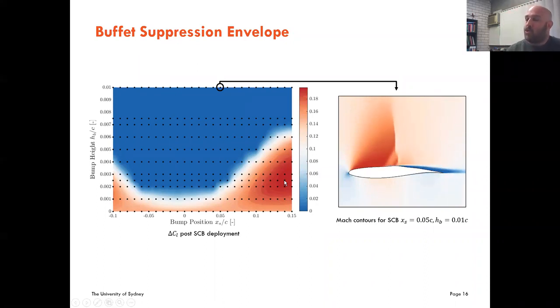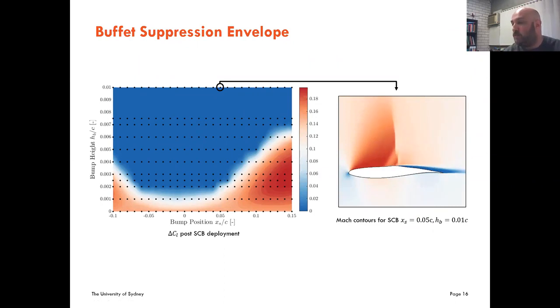So it's not a complete solution, but it's something that can be investigated in the real world by deploying a spoiler of some sort during flight. You will then be able to fly into this particular region. The efficacy of these bumps also depends very much on their location.